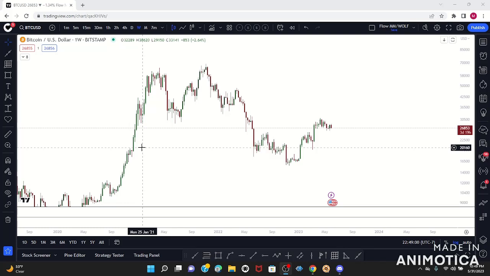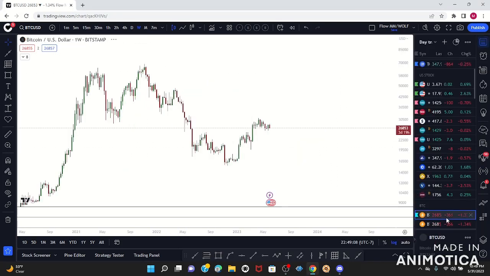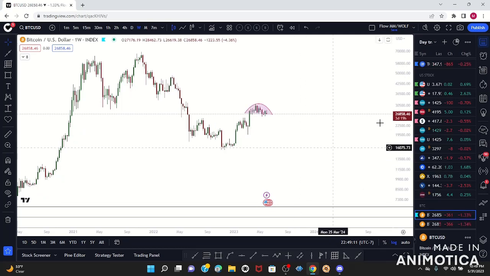We're going to be setting it up for our next trade more than anything. So I like to start on my weekly time frame. And actually, I'm going to use the index chart. I shouldn't have erased it.